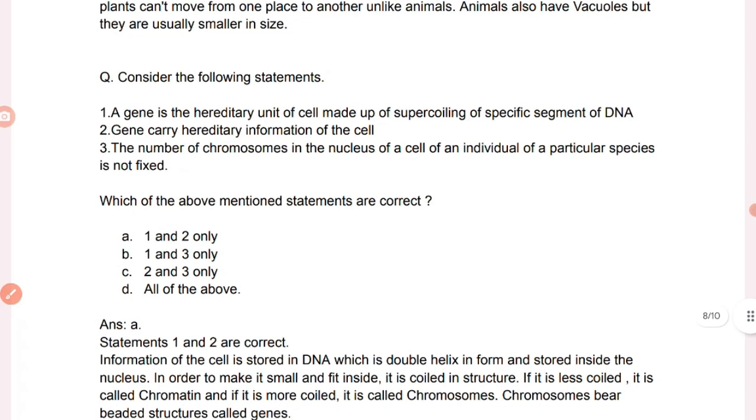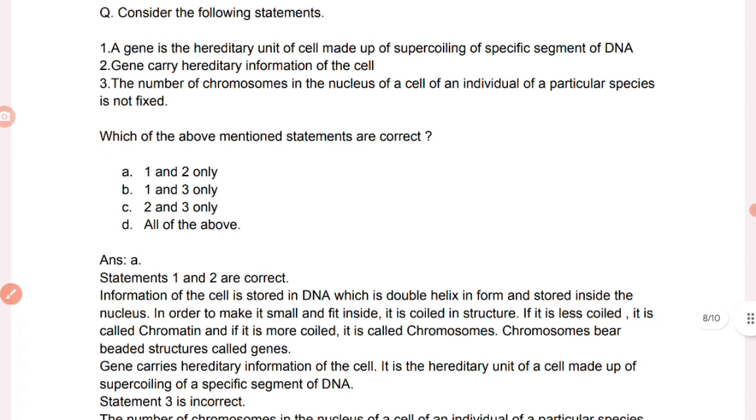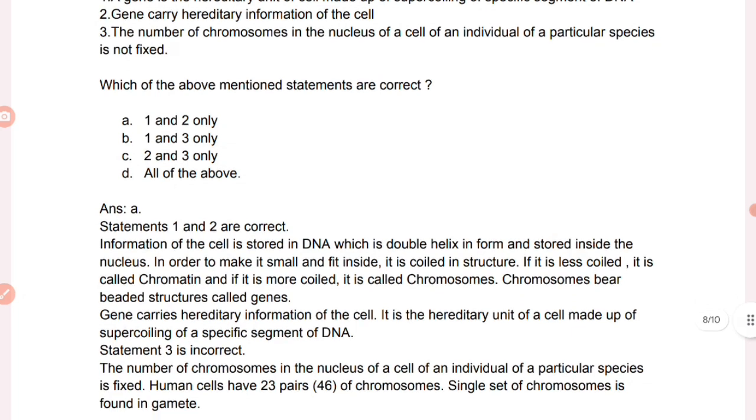So the next question. Consider the following statements. A gene is the hereditary unit of cell made up of supercoiling of specific segment of DNA. So statement 1 is correct. Gene carries hereditary information of the cell. So this is also correct.